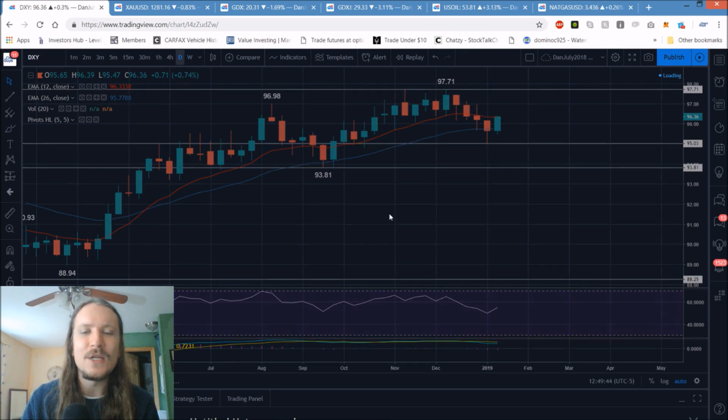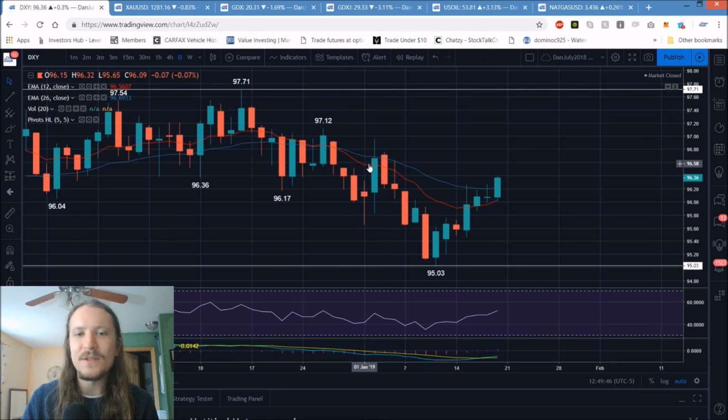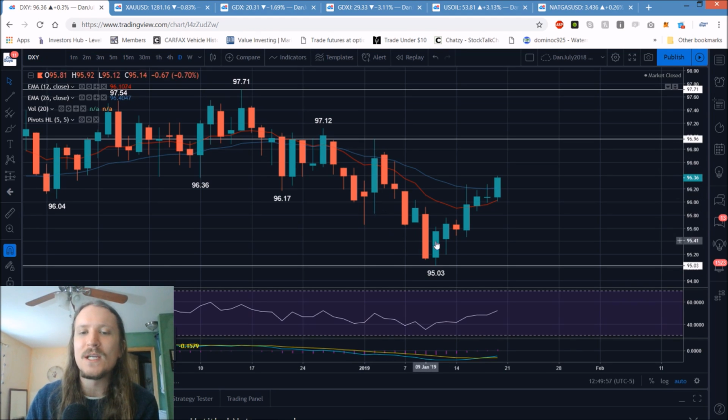So looking at the daily chart, what did this bounce look like? This bounce is still not changing the daily trend. This bounce is coming from the low of the dump, and anything under 96.96 is just a daily lower high. So that's the key resistance to be watching as we head into next week.